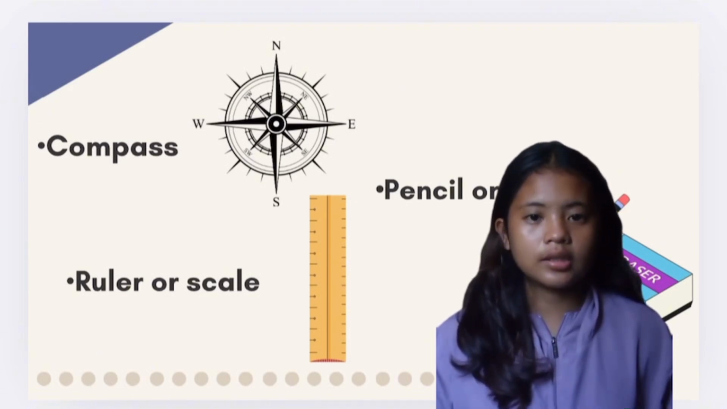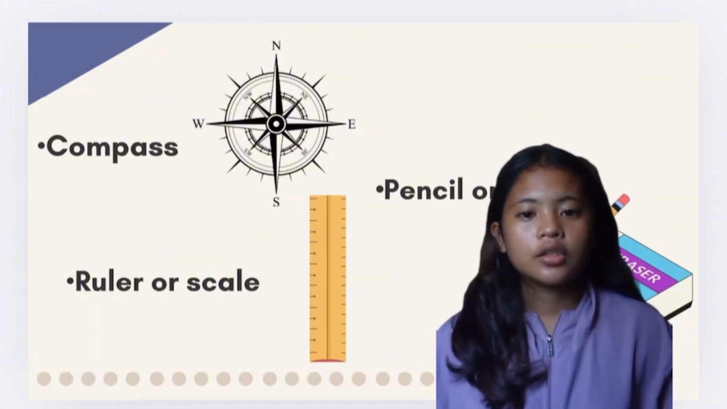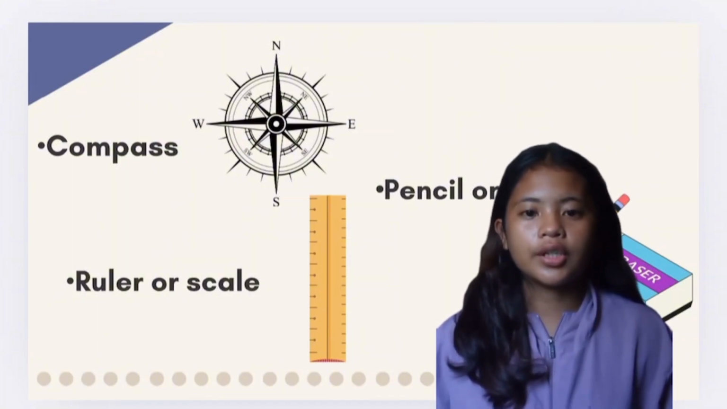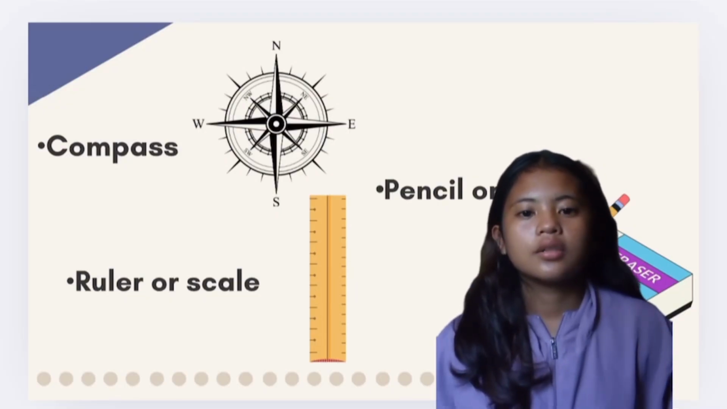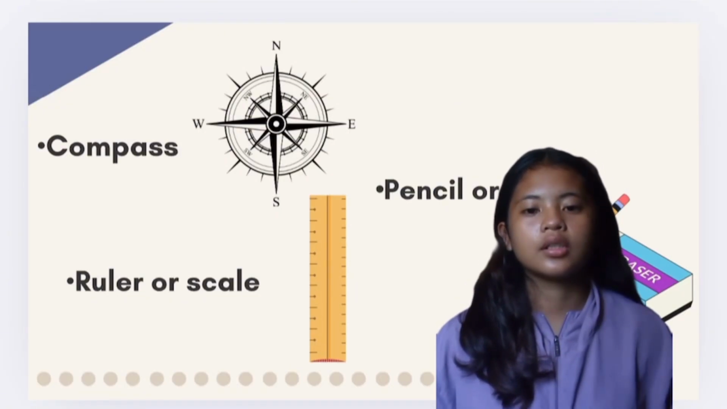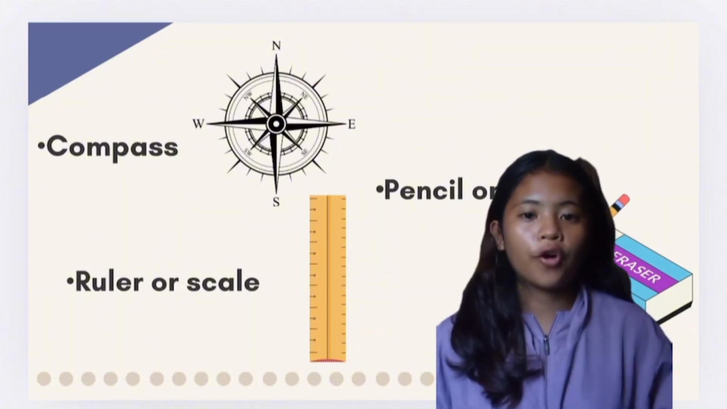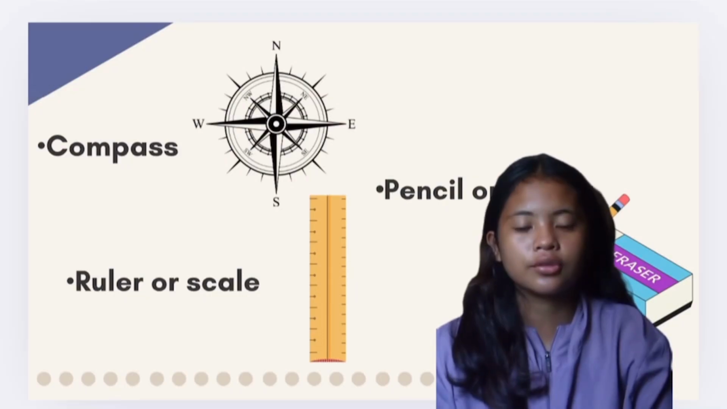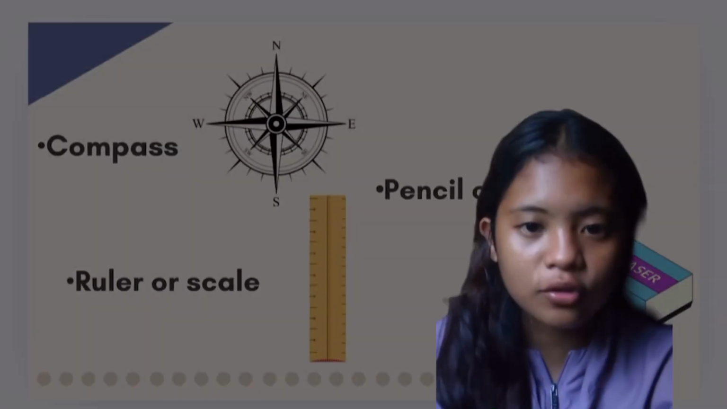To use the ruler scale, first, check the scale written on the drawing. Second, choose the correct scale on the ruler. Third, place the zero mark on the starting point of the drawing. Lastly, read the measurement directly from the ruler scale. So, a ruler is used for direct measurement, while a ruler scale is used to measure scale drawings. So, that is all. Thank you.